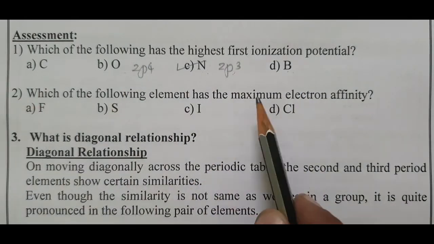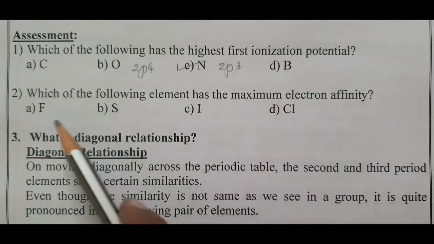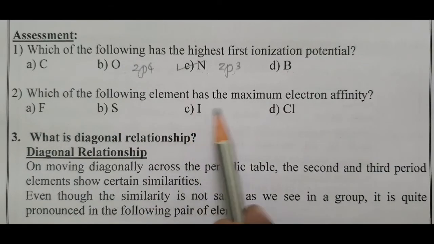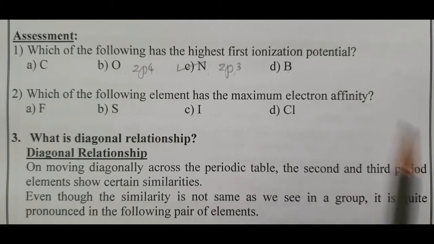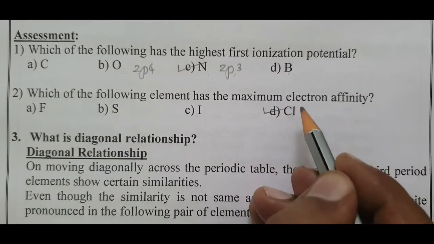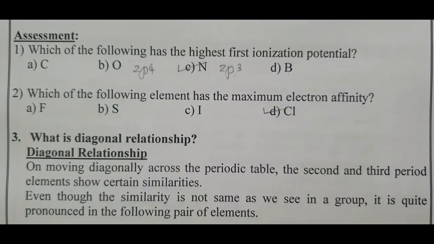Which of the following elements has maximum electron affinity? Fluorine, sulfur, iodine and chlorine. Among the 118 elements of the periodic table, chlorine is the element with the highest electron affinity.